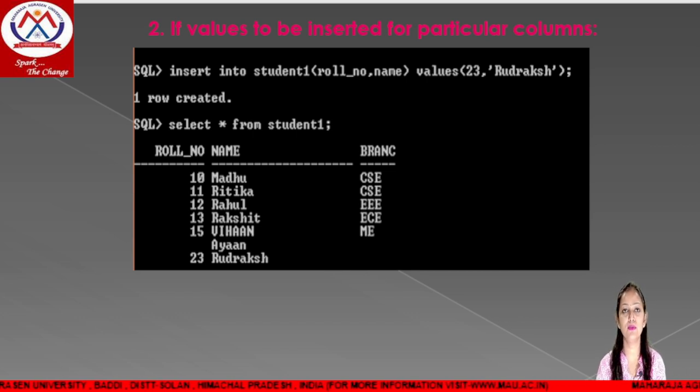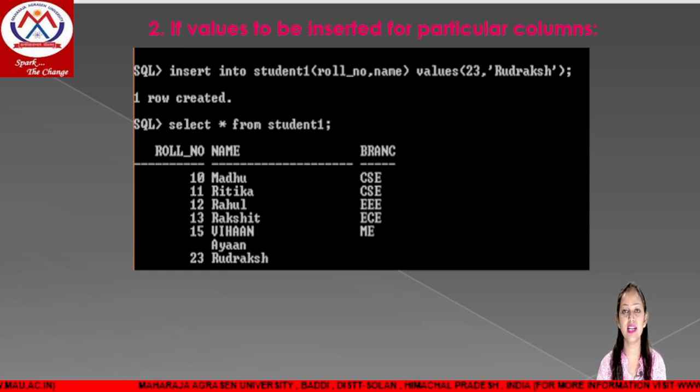Similarly, suppose we want to enter the value 23, that is the roll number of the student, and the name of the student is Rudraksh, right? And we do not know what the branch of the student is. Then in that case, what do we need to do? Here we know that we have entries for two different attributes, that is the roll number and the name of the student.